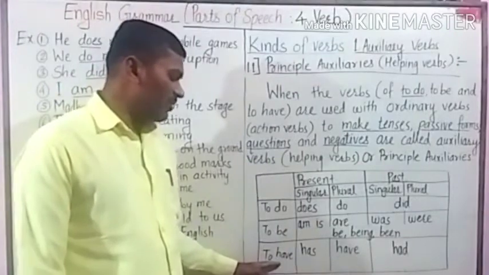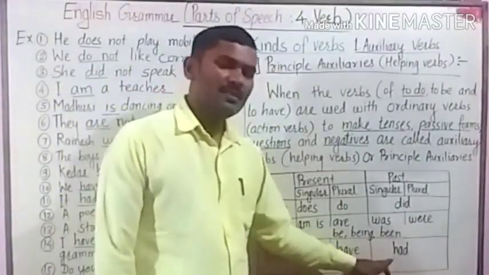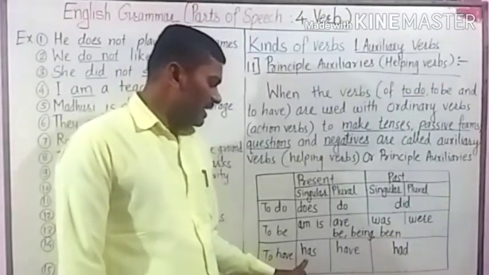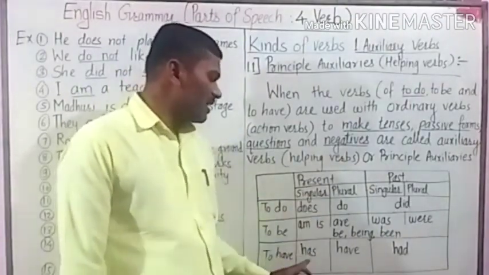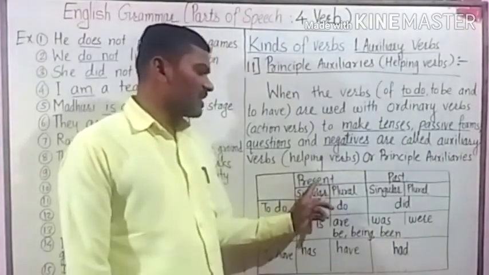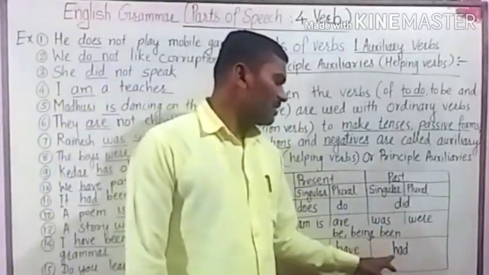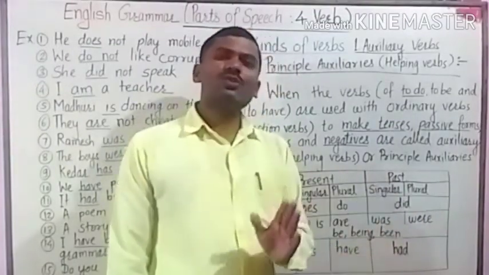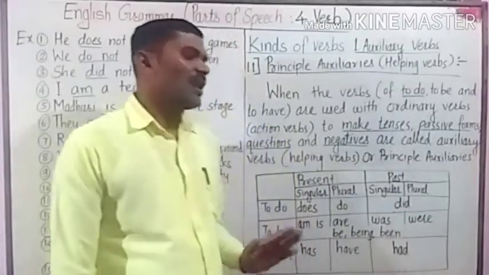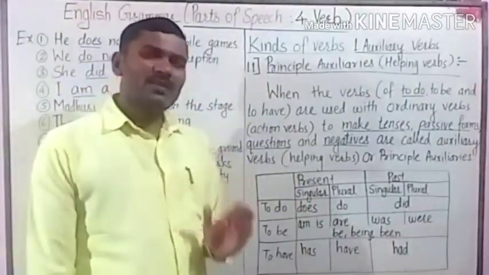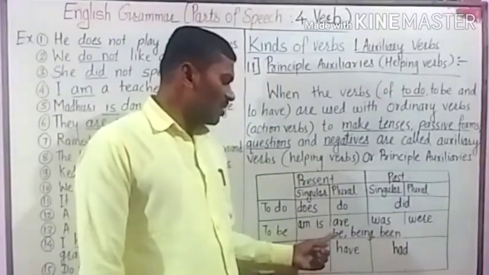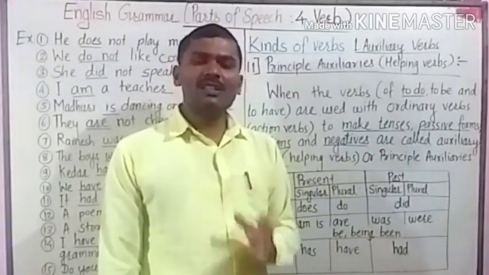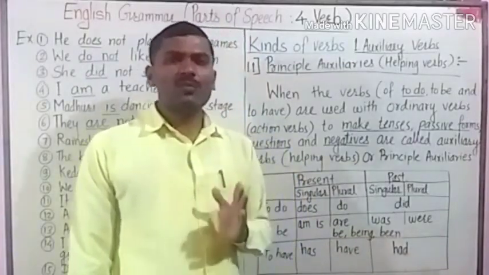Third, to have. Has, have, had. These are the auxiliaries of to have. Has is singular in present tense and have is plural in present tense. Had is in past tense. This is used for both singular and plural. Apart from these verbs, the indefinite auxiliaries of to be are be, being and been. These auxiliaries are used while making the passive forms.